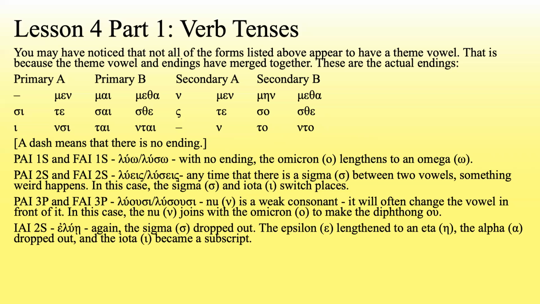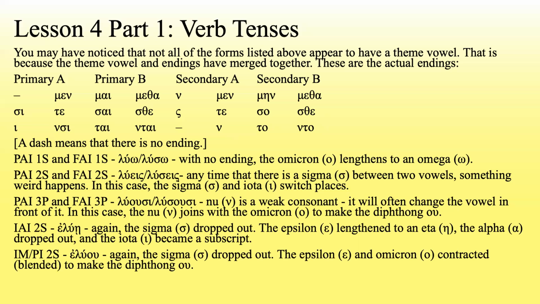All right, imperfect active indicative, second person singular, that's primary B endings. Elue, again, the sigma dropped out because sigmas like to drop out if they're between vowels or do other weird things. So the epsilon theme vowel lengthened to an eta. Then we had eta, alpha, iota. That's way too many vowels in a row. So the alpha drops out. So then we have eta, iota. We can never have that structure like that. The iota has to subscript.